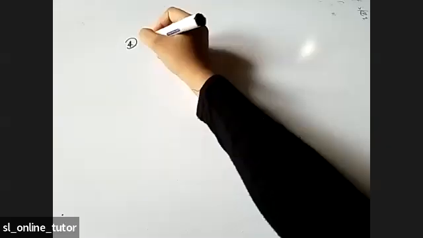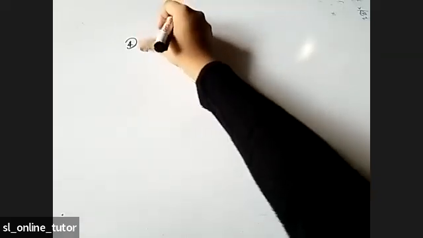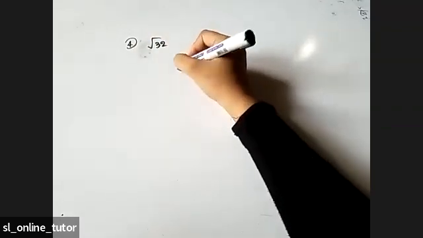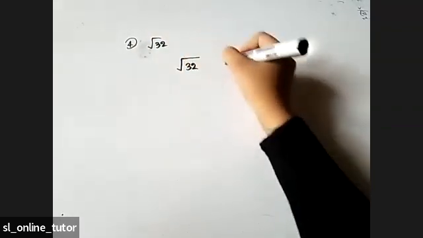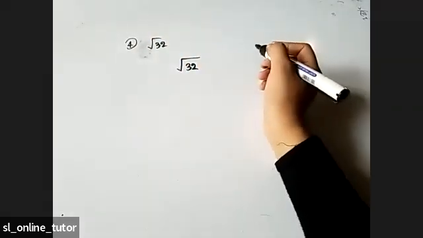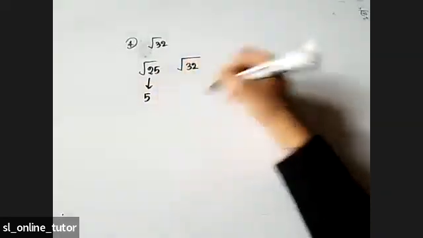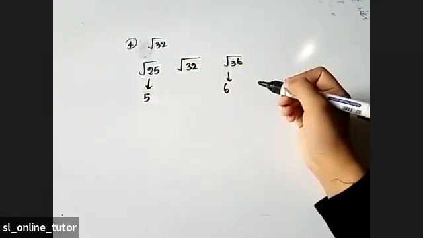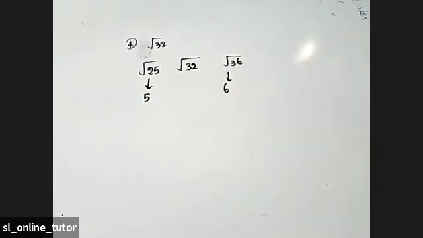Question number 4, first one. No, sorry, only one is there. 32. Now listen carefully. Square root of 32. What are the two perfect squares closer to 32? 25 and 36. 25 means 5. So the next one is number 6. 6 times 6 is 36. Right. Give me 1 second. I'm receiving a call.